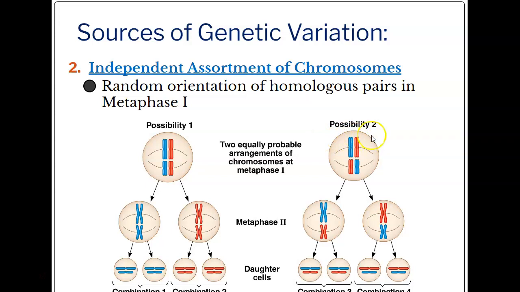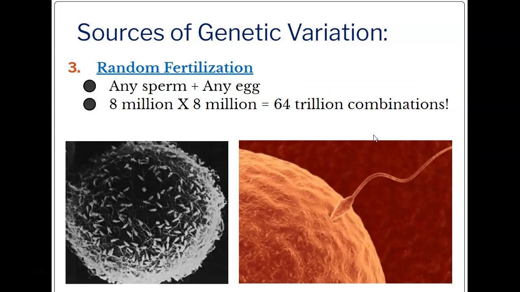And that's called independent assortment. Their lining up is very random. And then on top of that, you get your unique egg and your unique sperm, and they come together, and then those two sources of genetic material create a unique individual from there.